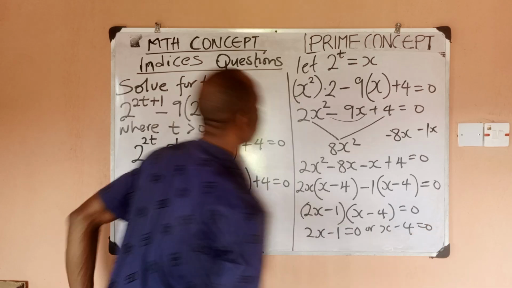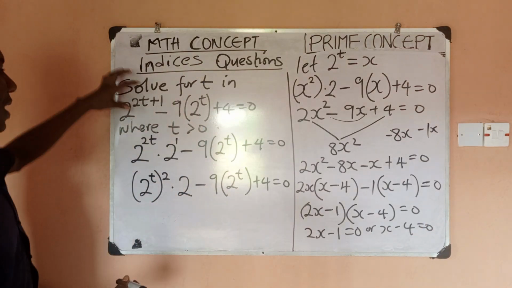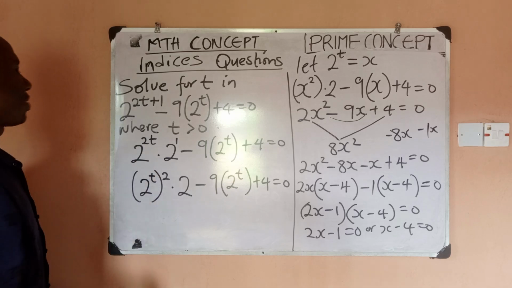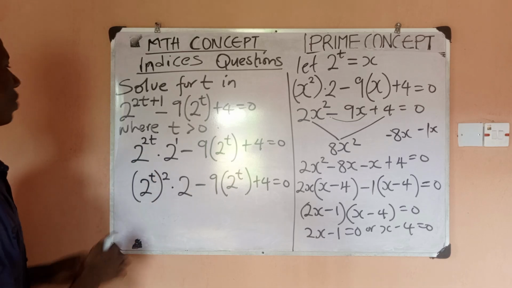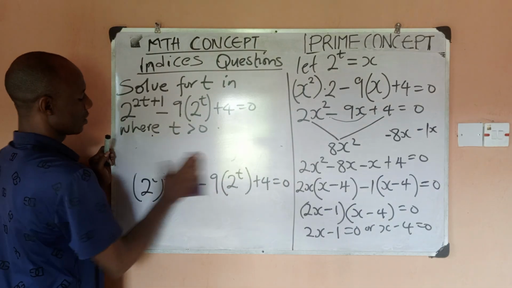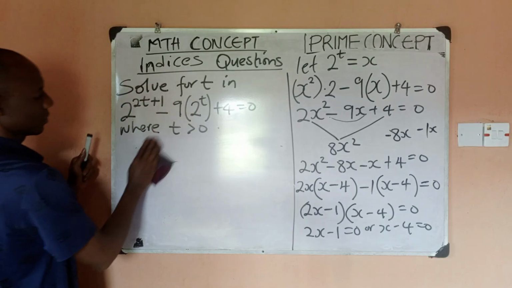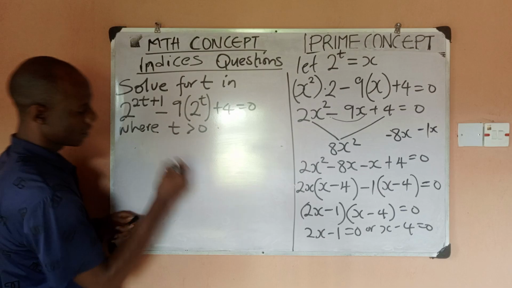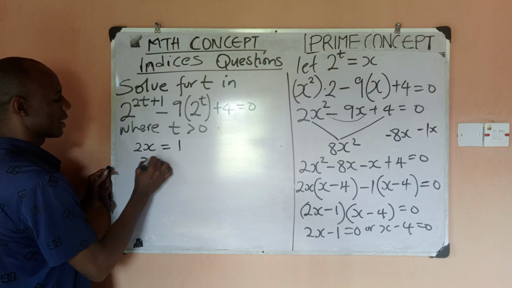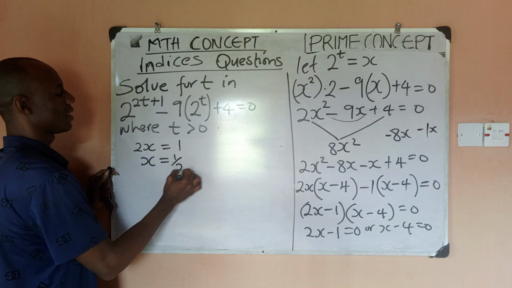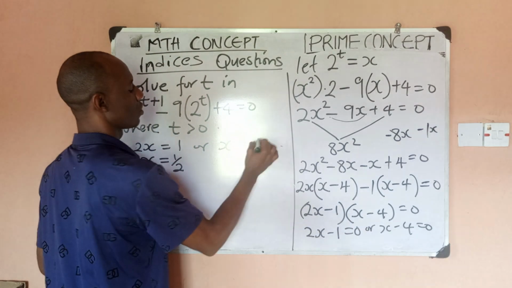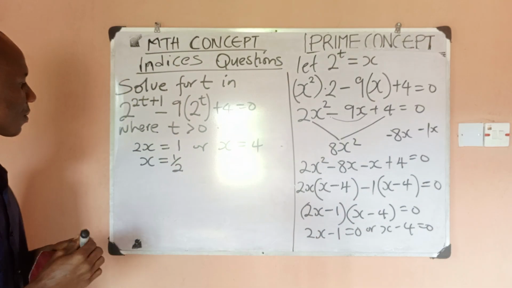Now, before I rub this part, one of the things you want to know is that, okay, let me not rub the question. I think I can rub this side so that we'll keep the question and know what we are looking for. So we have, if I solve this, I would have that 2x is equal to 1. So that x becomes 1 divided by 2, or on this other side, I have that x is equal to 4.